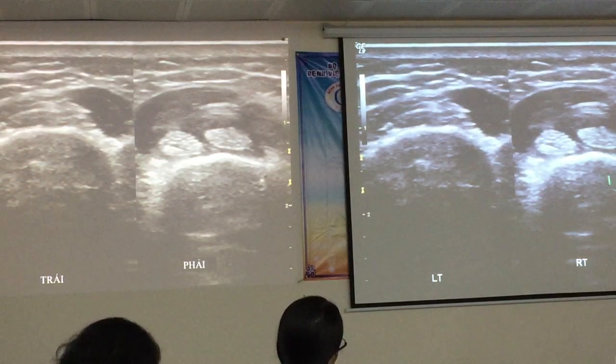So once again, this comparative view by using the dual screen imaging is very helpful for diagnosing this.